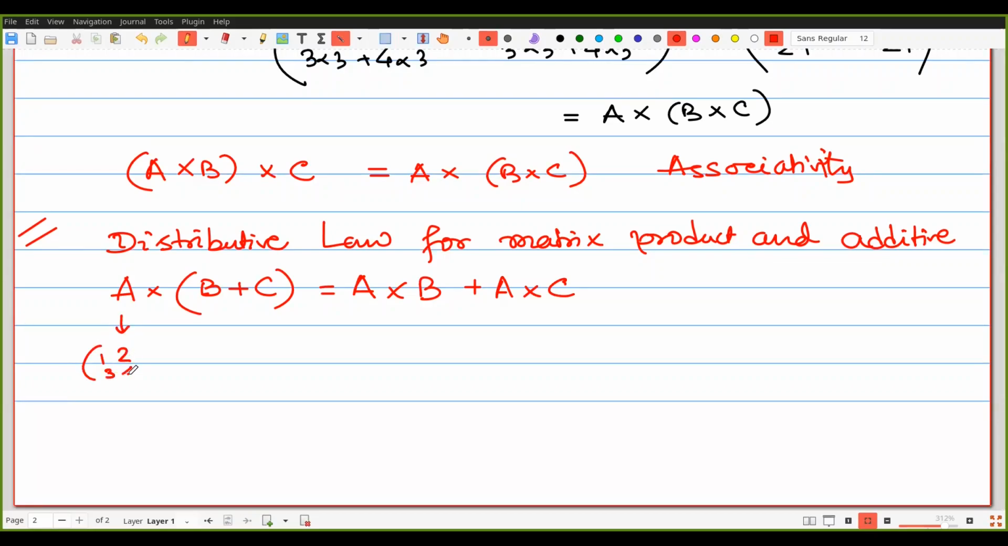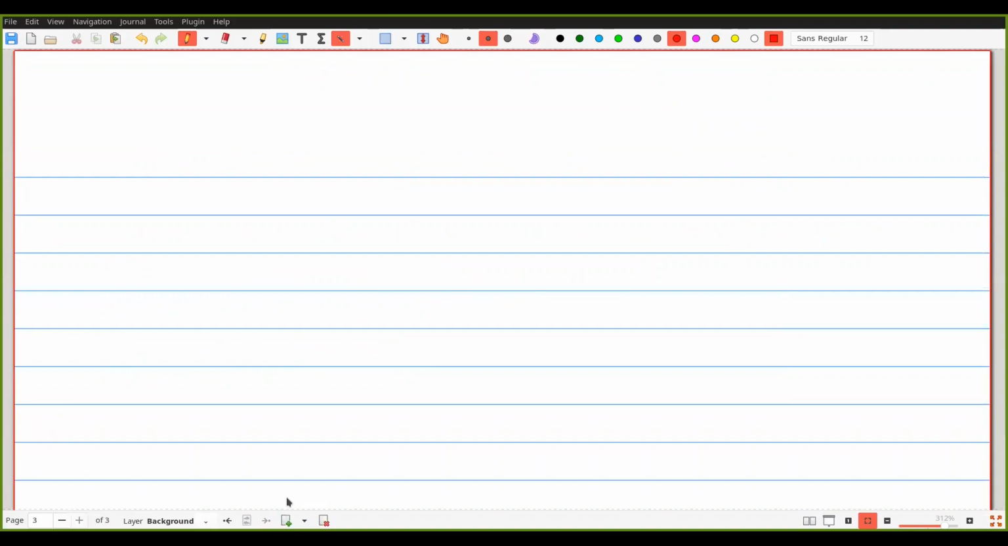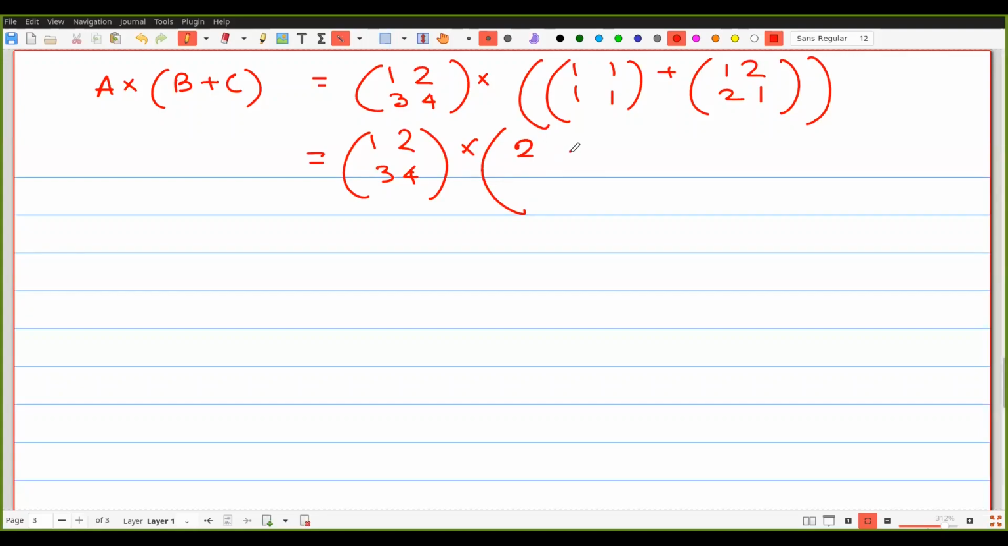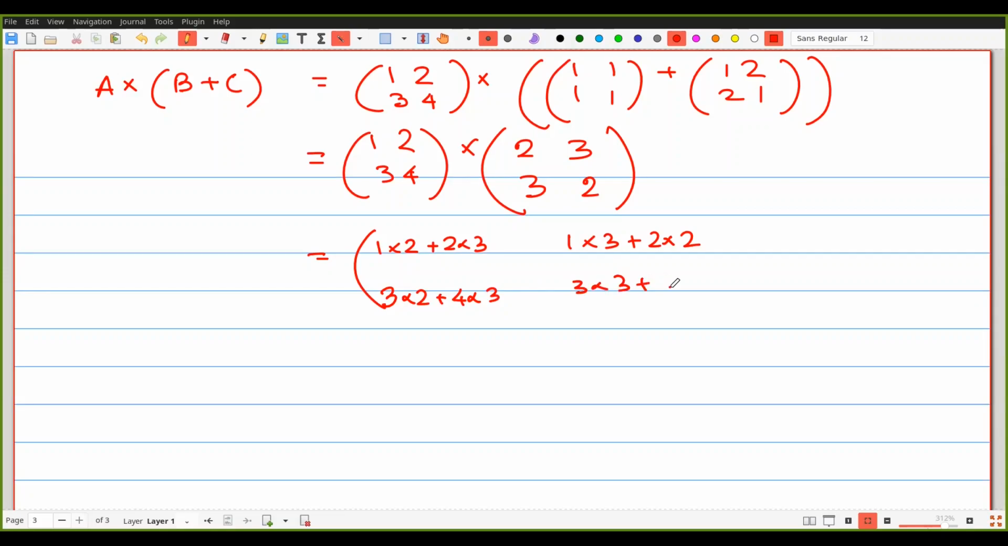The same three matrices we are going with. A is equal to [1, 2; 3, 4], B is equal to [1, 1; 1, 1], C is equal to [1, 2; 2, 1]. Suppose. Okay. So the left hand side, A cross (B plus C): [1, 2; 3, 4] cross ([1, 1; 1, 1] plus [1, 2; 2, 1]). After addition we are getting [2, 3; 3, 2]. Then the multiplication: 1 cross 2 plus 2 cross 3, 1 cross 3 plus 2 cross 2, 3 cross 2 plus 4 cross 3, 3 cross 3 plus 4 cross 2.